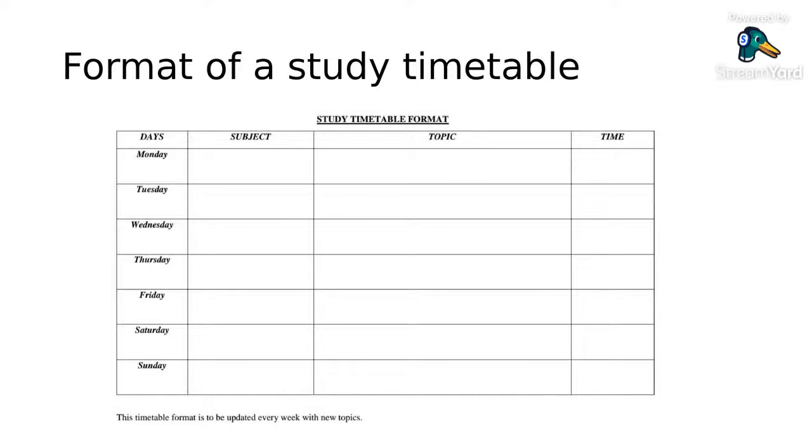So a study timetable should have days, subject, topic, time. Then, like I said, study every day, Monday to Sunday or Sunday to Monday. You should study every day. You don't have to miss any day. So down there, you can see it saying this timetable format is to be updated every week with new topics. That column for topics, it is the one that will be changing every week.